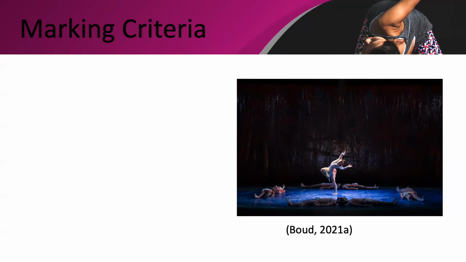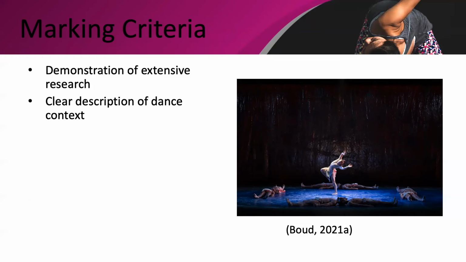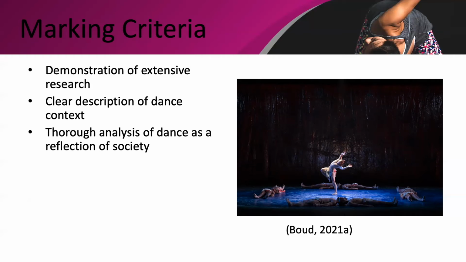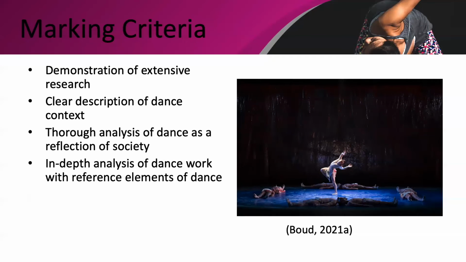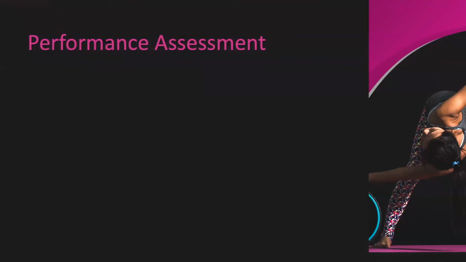The marking criteria of this assignment includes demonstration of extensive research, clear description of dance context, a thorough analysis of dance as a reflection of society, in-depth analysis of dance work with reference to elements of dance like space, time, and dynamics, and an insightful personal impression of the work.